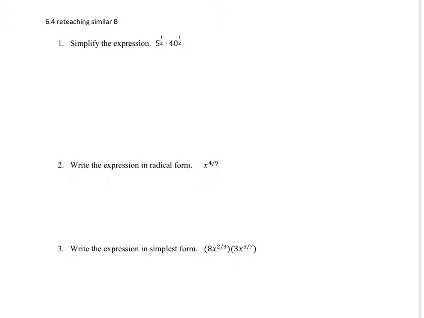Alright. We got 6.4 part B, similar questions to the reteaching, which are similar questions to the quiz, which are similar questions on the test. So remember: proper planning prevents poor performance. Proper planning prevents poor performance. P to the fifth. What?